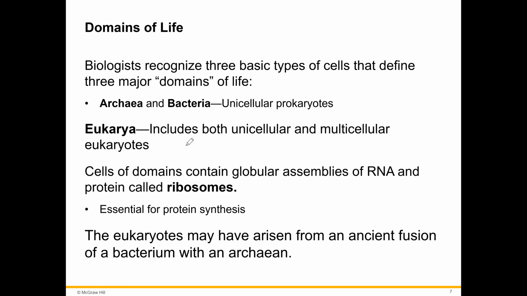Cells of all domains contain globular assemblies of RNA and proteins called ribosomes. Now, all these cells, archaea, bacteria, and eukarya, have ribosomes. Ribosomes are made of RNA and proteins. Ribosomes are essential for protein synthesis. Eukaryotes may have arisen from an ancient fusion of a bacterium with an archaea.